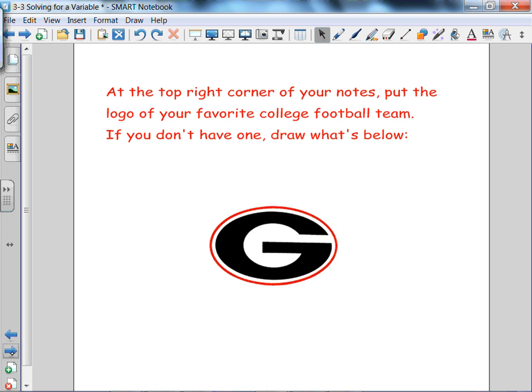Okay, the last thing is at the top right corner of your notes, I want you to put the logo of your favorite college football team. If you don't have one, then I want you to put Georgia, draw that G in the top right corner.